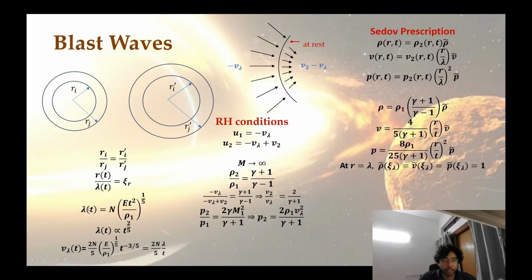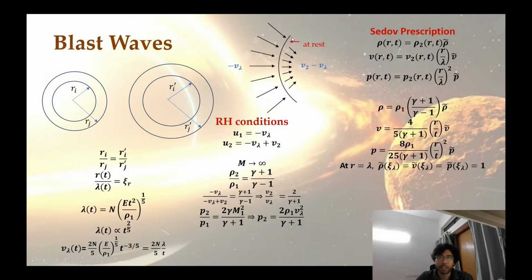Okay, so from here you can get the velocity of the shock wave front, which depends as lambda by t. Now, okay. So so far so good.